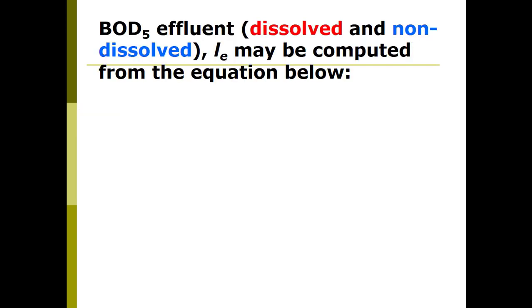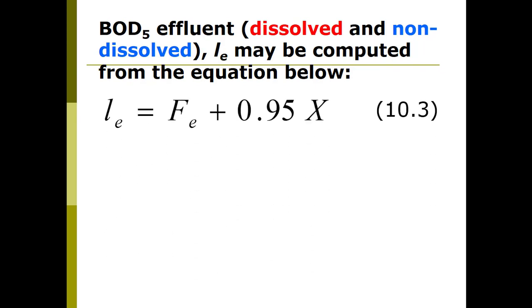Now let's move to the BOD effluent, which is the combination of dissolved and non-dissolved, which is the solid, and we will call it Le. This can be computed by the equation below. Le is the total or combined effluent, which we are looking for at the end. Le equals Fe, the dissolved effluent, plus 0.95 X.